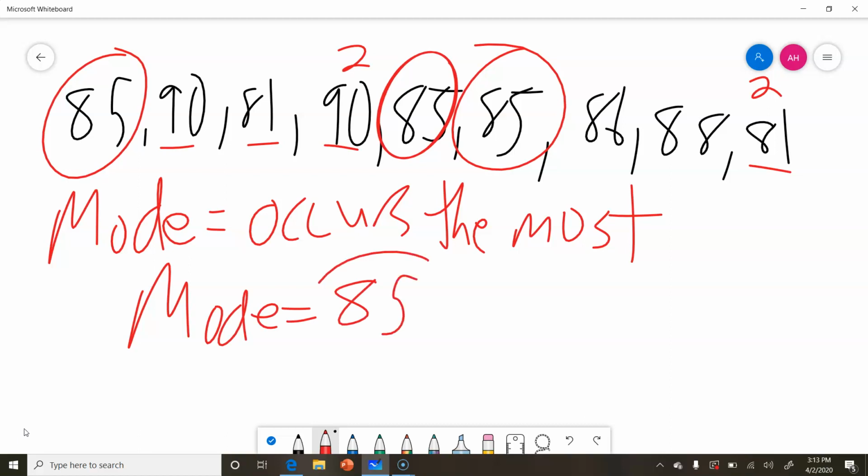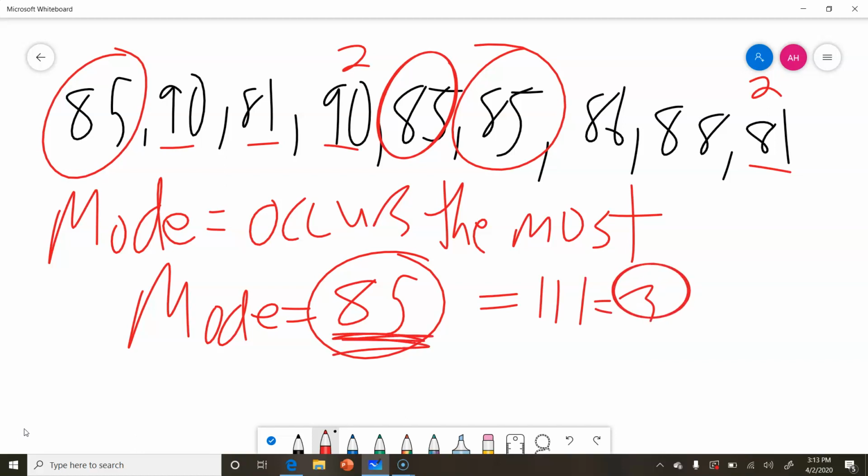Now you could have seen that from the frequency chart we did just a few pages ago, and you would have realized that it was the only one that had 1, 2, 3 tally marks. It had 3 times. So therefore the mode is 85. So there's how to find the range and how to find the mode.